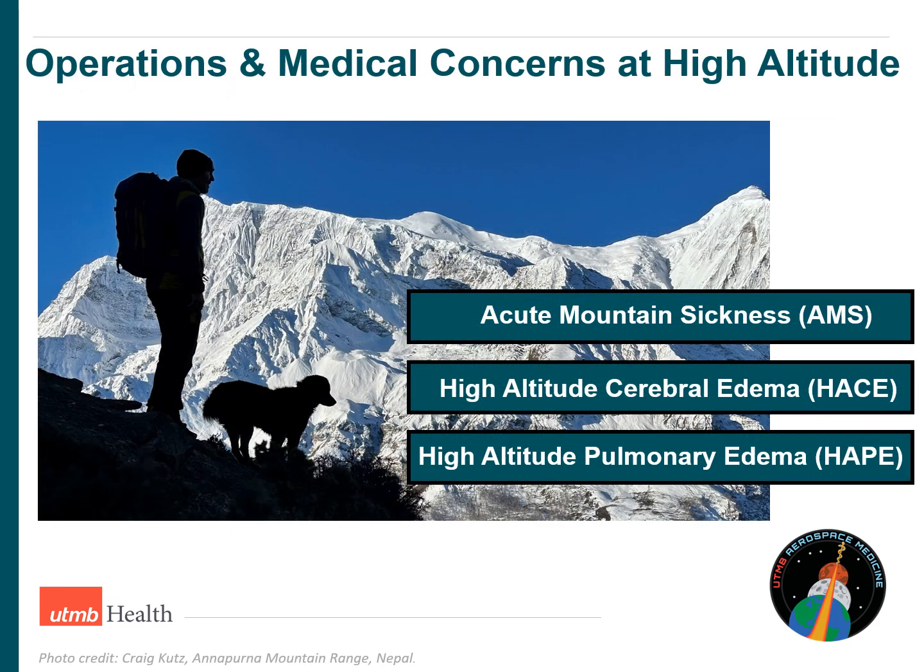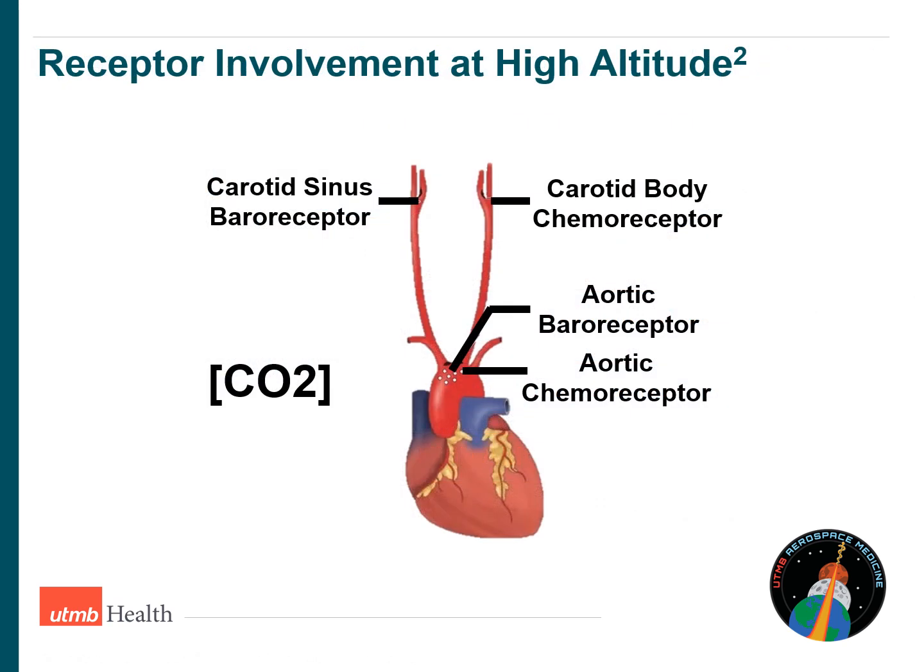Now we are going to discuss medical concerns with operations at high altitudes, including acute mountain sickness, high altitude cerebral edema, or HACE, and high altitude pulmonary edema, or HAPE. To understand altitude illnesses, it is important to understand that the human body responds to lower oxygen levels at altitude by sensing our ability to exhale carbon dioxide. This is sensed by various baro and chemoreceptors in our body, including the aorta, carotid body, and most importantly, our brainstem. Note that the brainstem receptors are not pictured here.